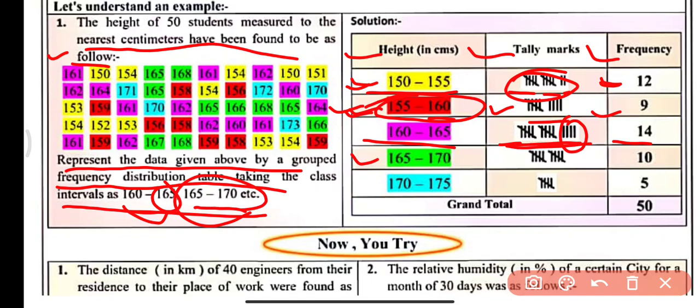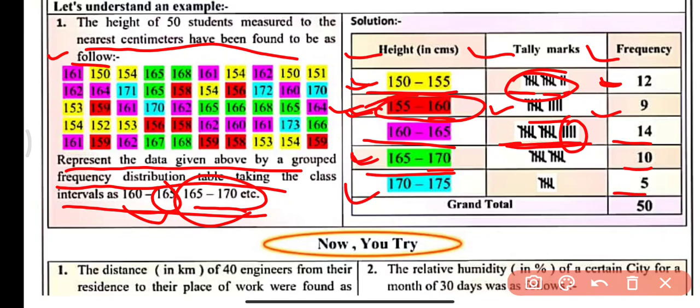And similarly the students who have their height as 165 centimeters to 170 centimeters, means their height is either 165 centimeters or greater than 165 but less than 170 centimeters, such students are 10 in number. ऐसे 10 स्टूडेंट हैं जिनकी हाइट 165 to 170 सेंटीमीटर है.